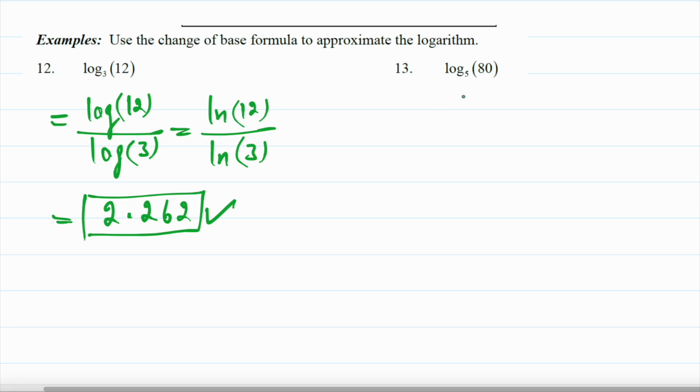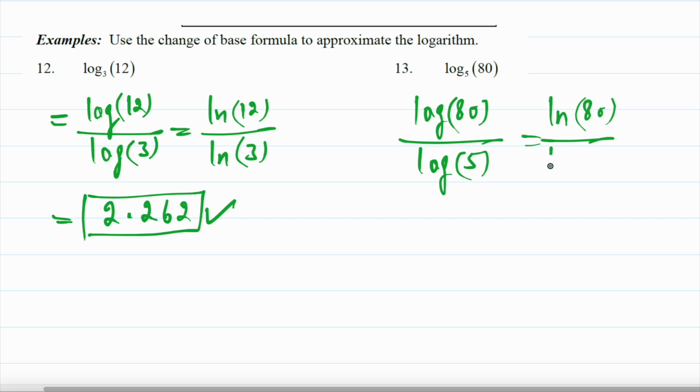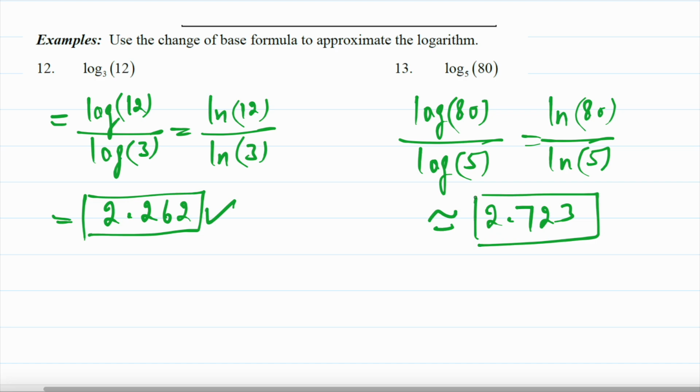Okay, same way in this question, you have log 80 divided by log 5, or you can also write it as natural log 80 over natural log 5. Okay, find its approximate value. It's going to be 2.723, and this is your answer. Again, use a calculator and try to solve these questions by using a calculator.